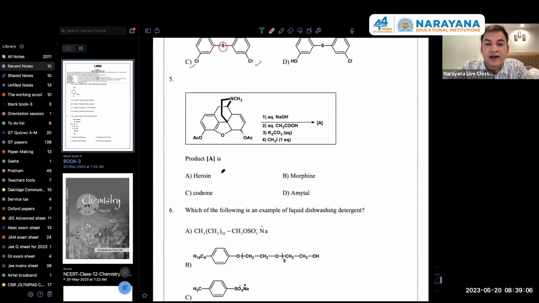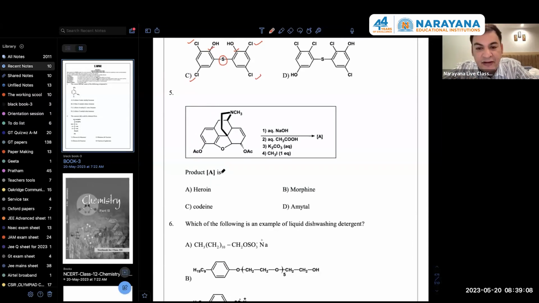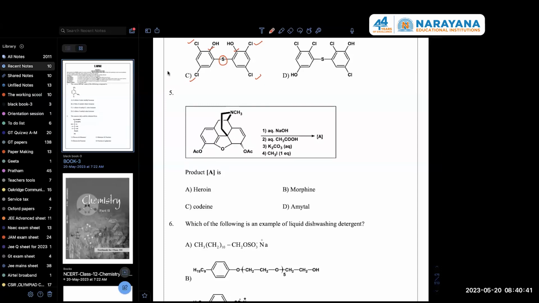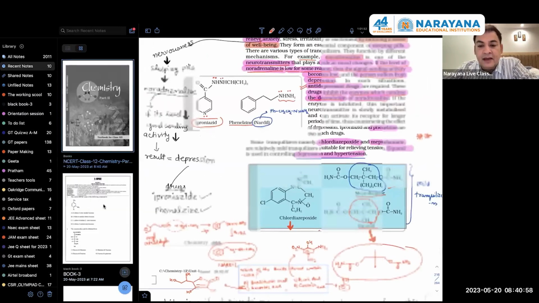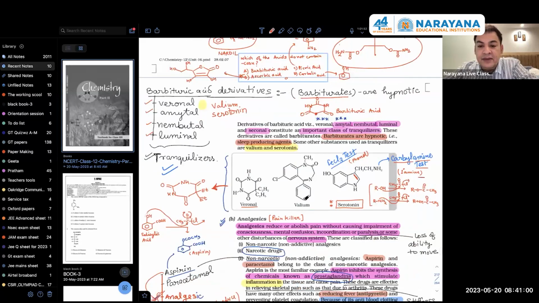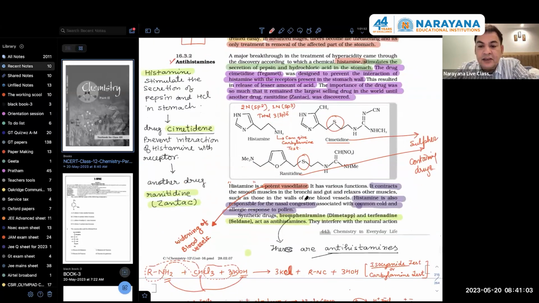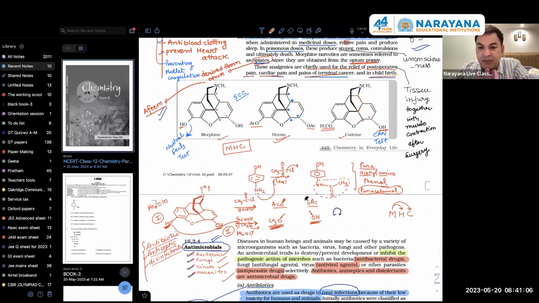Good. Okay, now this question you need to finish. What will be the product A? Anyone? Which option? Heroin. Okay, I'll show you something so that you can get a better idea. I'll show you in my NCERT, what I have marked. Listen carefully. Here we have these three compounds. Now listen, please, everyone, carefully.